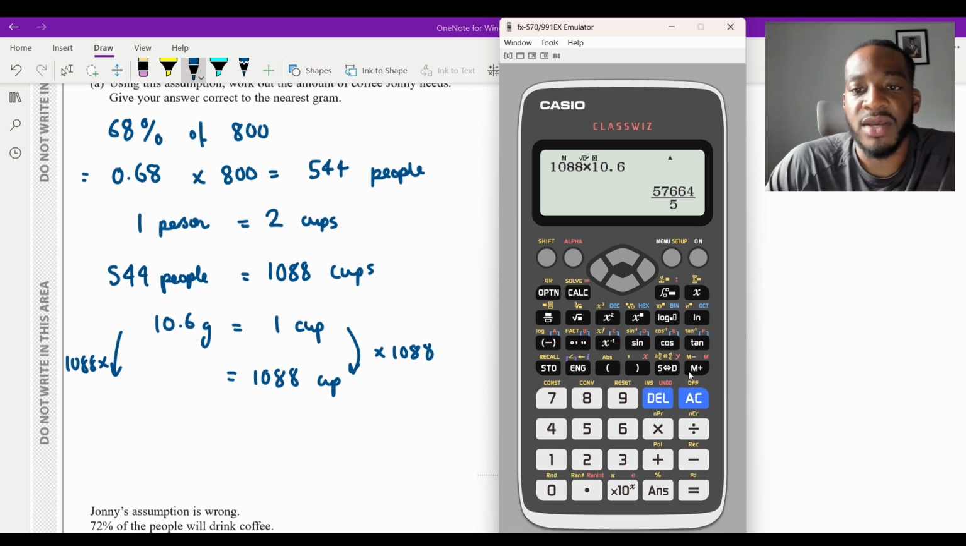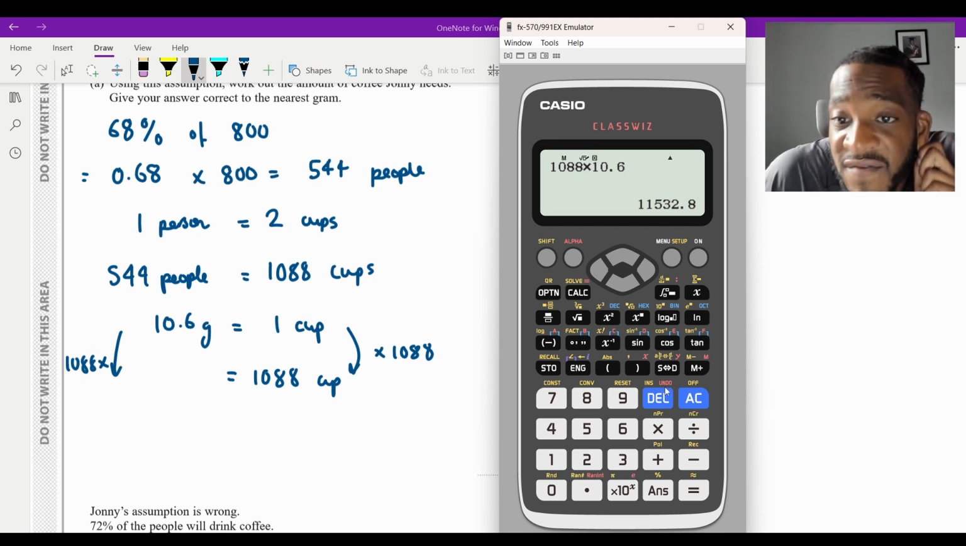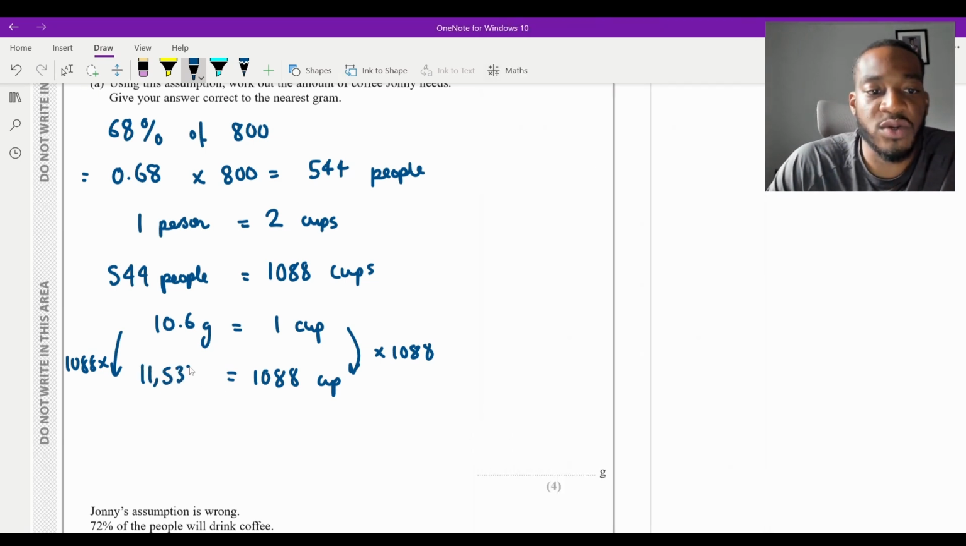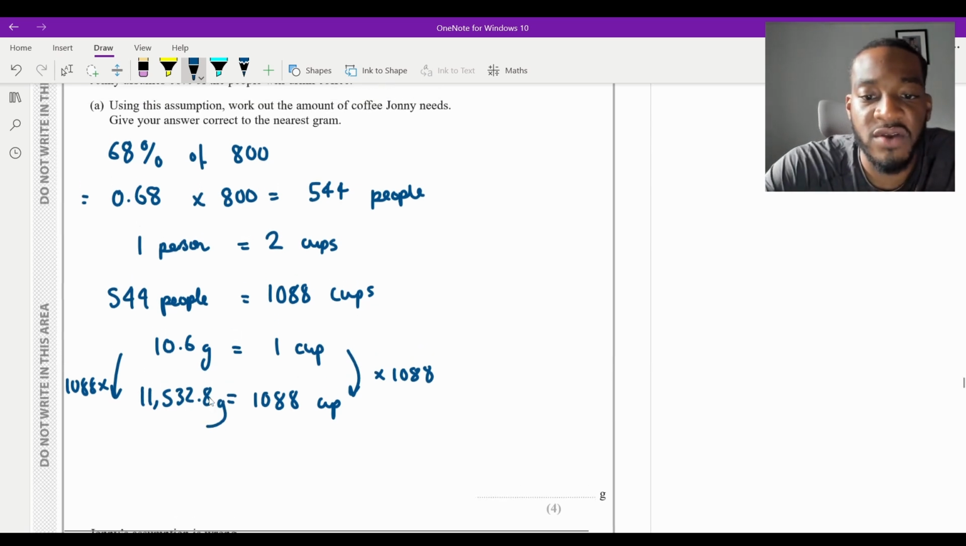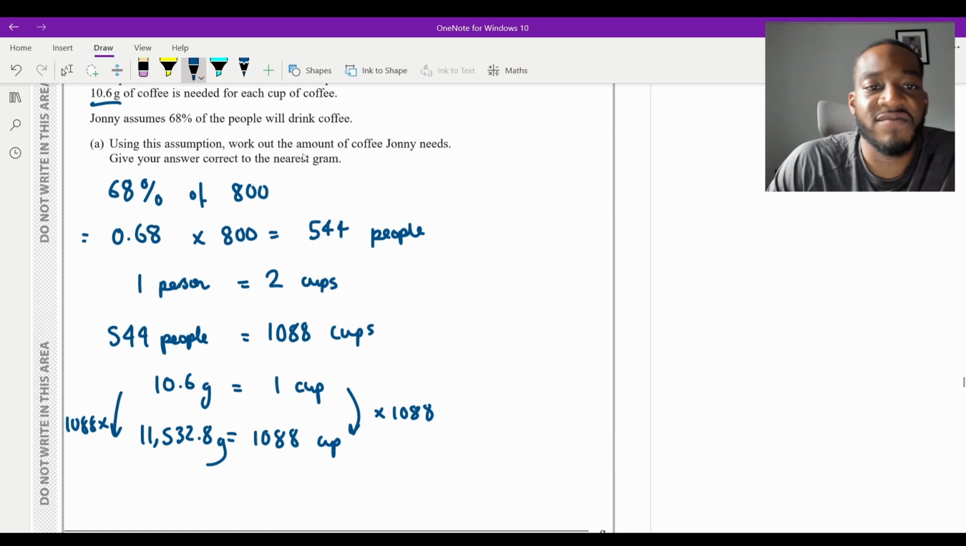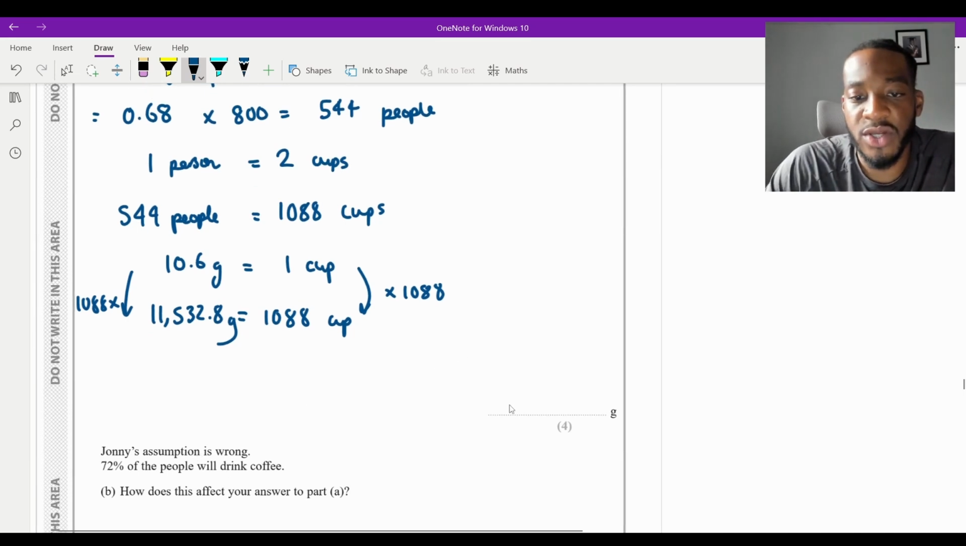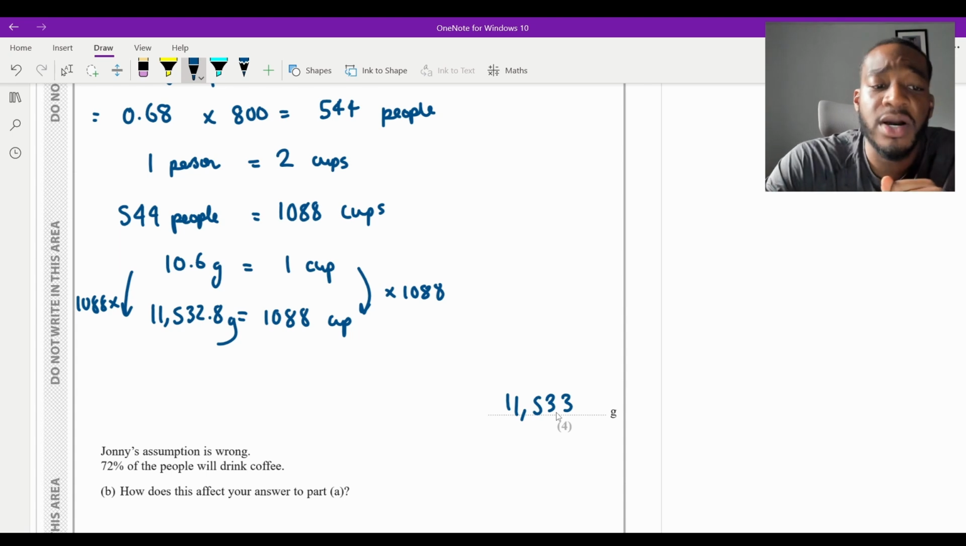This gives me 11,532.8 grams of coffee. So that is how much coffee we need in terms of the grams. And we need this correct to the nearest gram. So to the nearest whole number, that's just going to be 11,533. So the answer is just 11,533 grams. And that's it. That'll give you 4 marks.